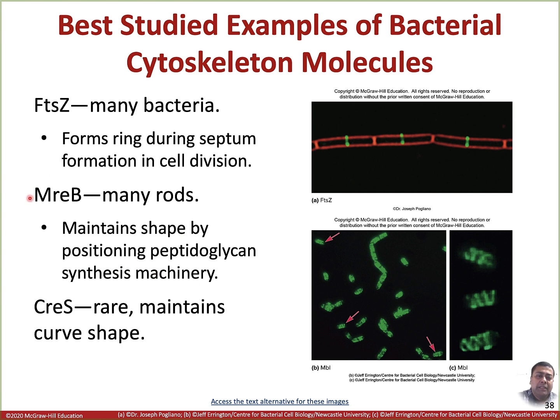And these MreB or the MBL are closest to the actin cytoskeletal element of the eukaryote. On the other hand, crescentin, sometimes called cresetin, is actually rare, and this maintains the curved shape. And this crescentin is actually very close to the intermediate filaments. And the intermediate filaments form some specific proteins which are called lamin or keratin, very common in the eukaryotes.